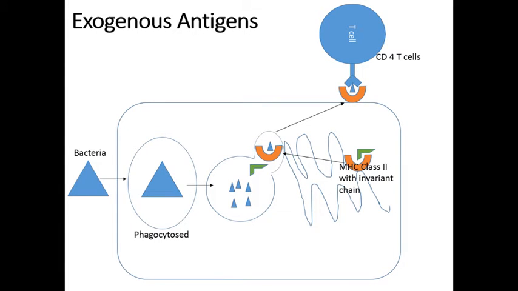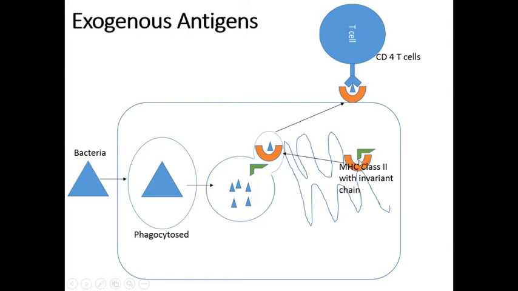For exogenous antigens, we'll take the example of a bacteria which was phagocytosed into an antigen presenting cell. Let that be here. Now we again have the endoplasmic reticulum where there is MHC class 2, and if you look closely, this is the variable region of the MHC class 2, and the variable region is bound by another green substance. That green is the invariant chain.